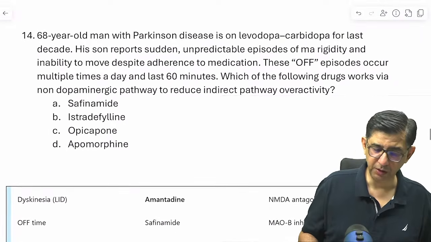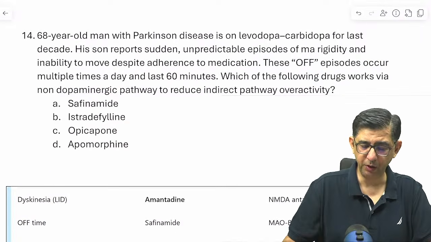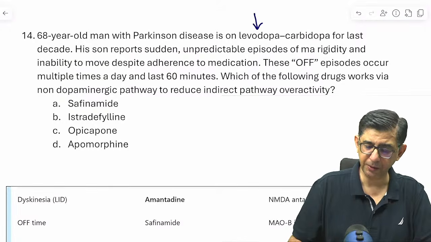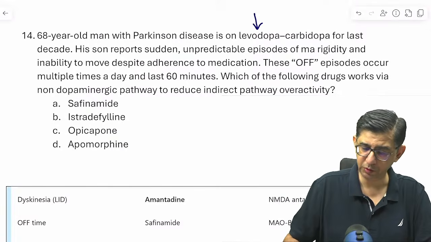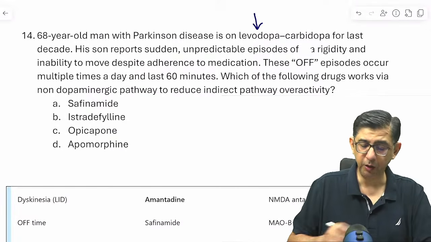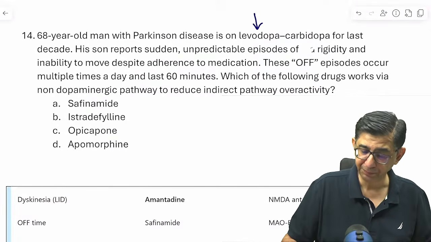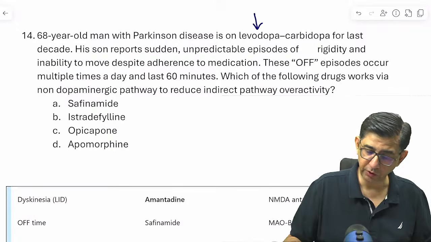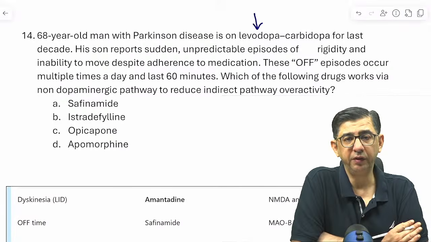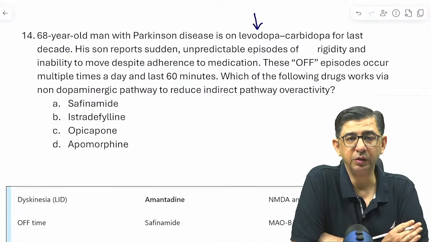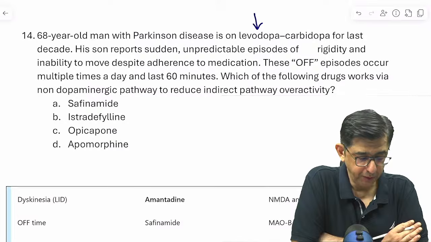This is a Parkinson disease patient. He's on levodopa, carbidopa, and now he's having these episodes of rigidity and inability to move because of adherence to medicine. So there's off phenomenon that is occurring and is lasting for a very long time. He says, what is the best way to decrease the off phenomenon in the patient?